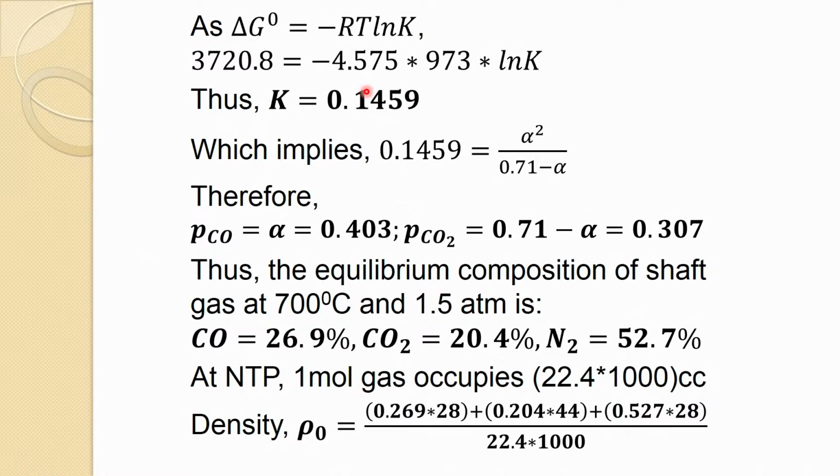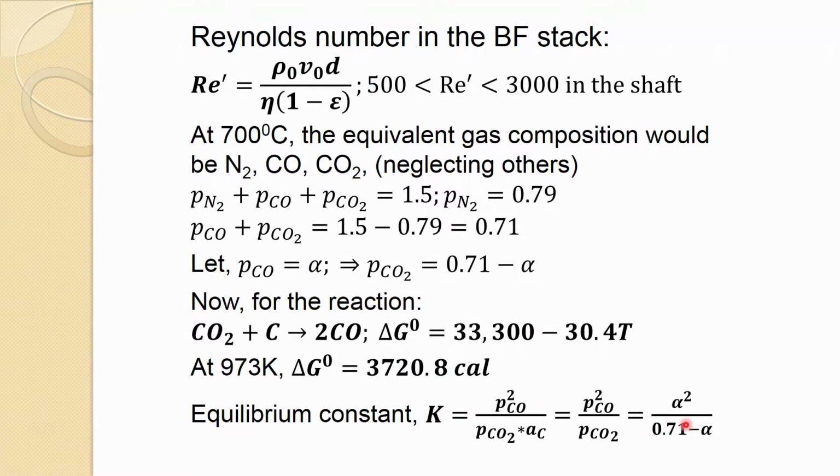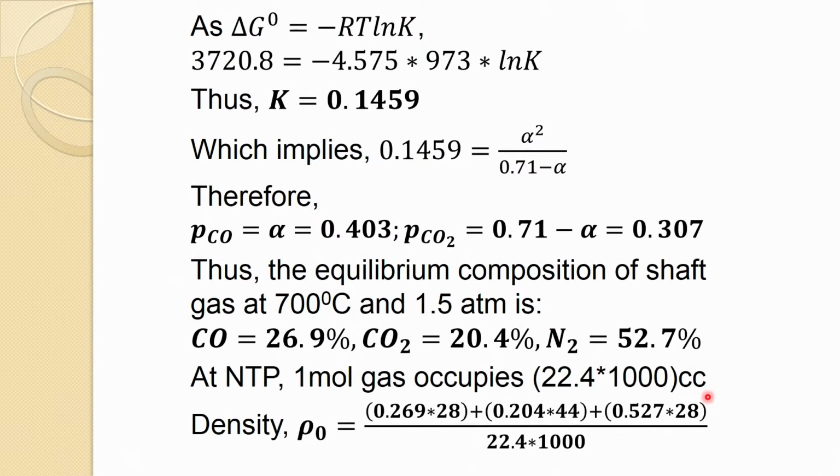Now, this K value we can put into this relation over here, so we can get the value of alpha. It can be solved, all are known except alpha. So, this alpha gives 0.403, which is the partial pressure of CO. Then once we know this, the partial pressure of CO2 is 0.71 minus alpha, equal to 0.307. So, we got the partial pressures of CO and CO2.